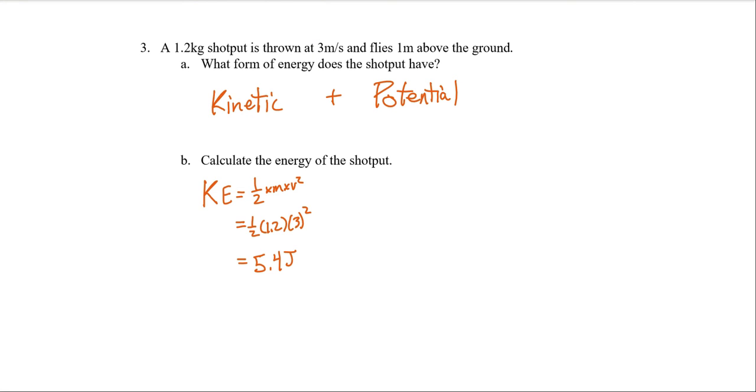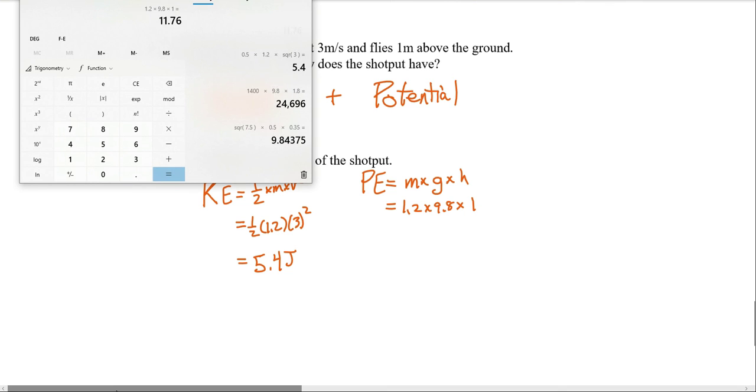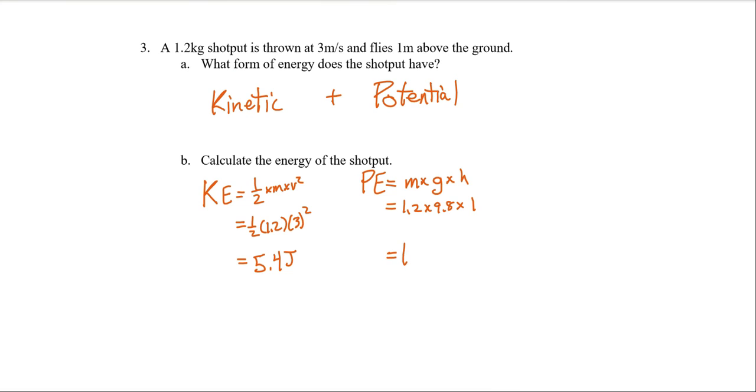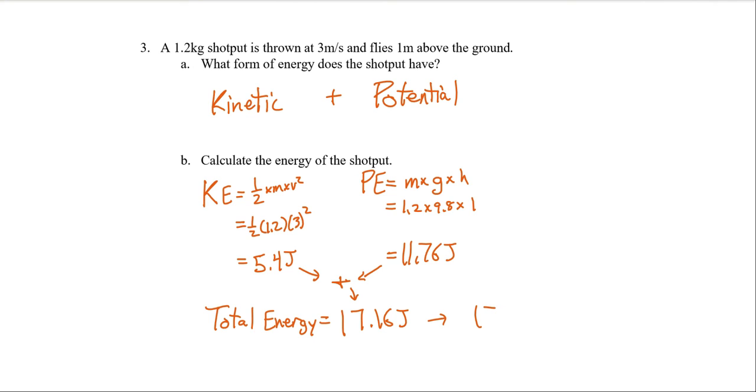That's 5.4 joules for kinetic energy, and you also calculate the potential energy, the mass times the acceleration due to gravity times the height. In other words, 1.2 times 9.8 times the height of 1 meter. That's 11.76 joules. And to find the energy, add the two. So that will add to 17.16 joules, or that rounds to 17 joules of energy in total.